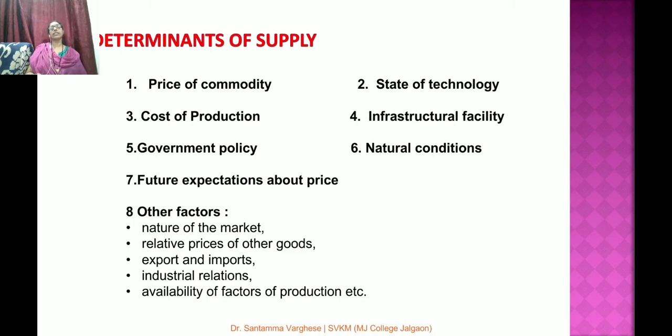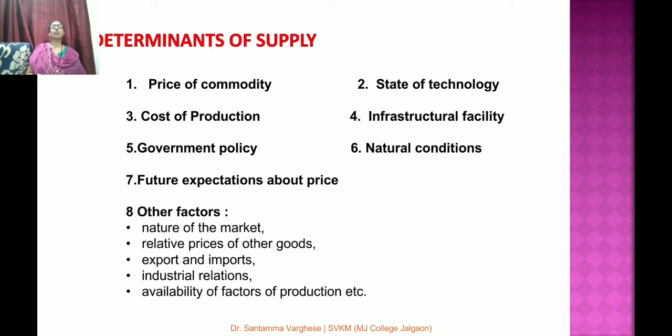Second, it is state of technology. Technological improvement reduces the cost of production, which leads to an increase in the production and supply also. It means automatic machineries, compared with handmade things. In automatic machineries, mass production is there. When there is mass production, there is too much supply. Thus, the state of technology determines the supply.